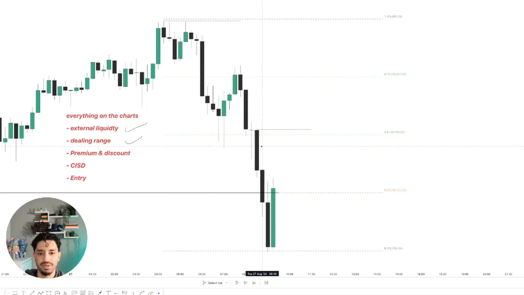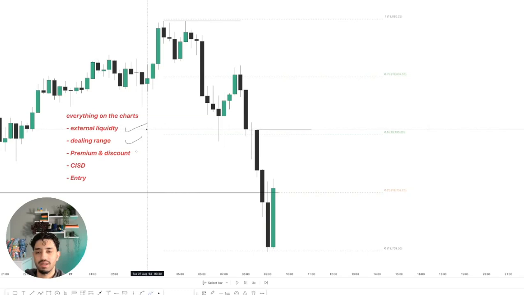Once we close above this level with a body, what do we look at? We look at this down close candle. So we have 3 consecutive down close candles. This is what I like to use for a change in the state of delivery. So once we close above these 3 down close candles and the 0.5 level, we can move on to the lower time frame and look for an entry.